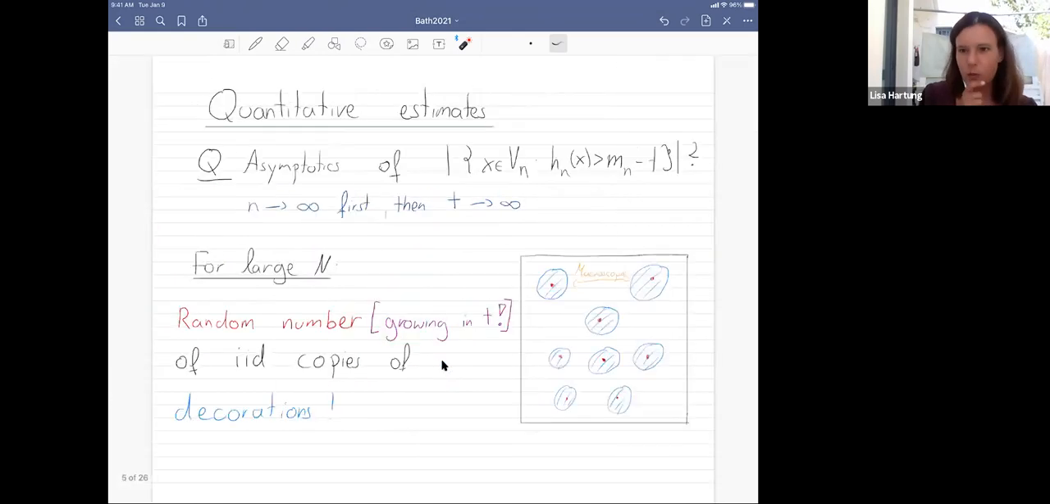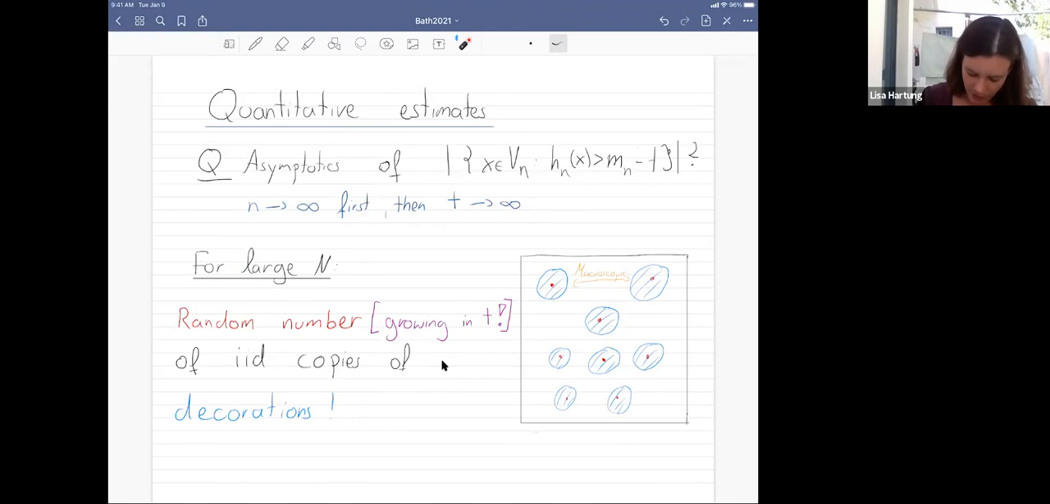And so what we are after in this project is we really want to understand the number of points where the field is above a certain threshold, namely above the order of the maximum minus a large constant. And we want to understand this asymptotic behavior when we first take n to infinity, and then we take t to infinity.